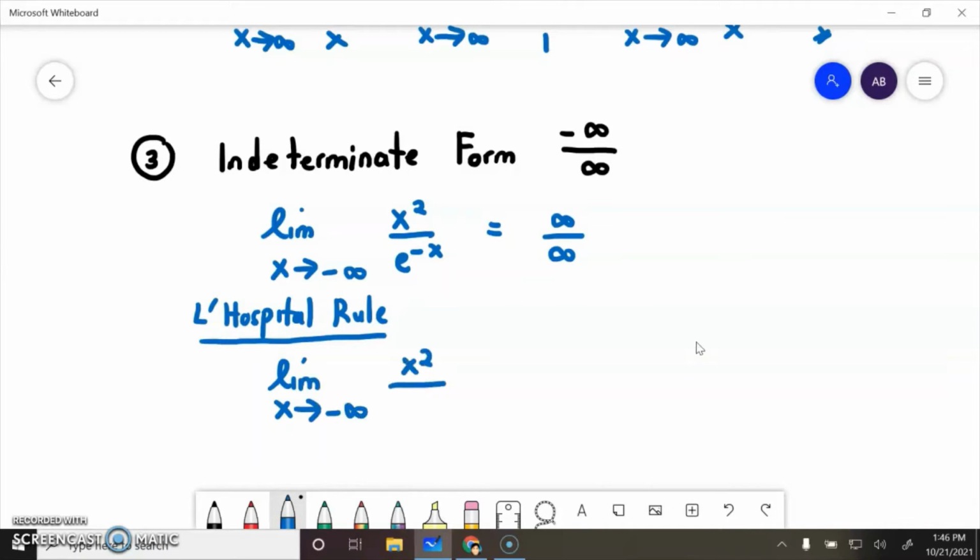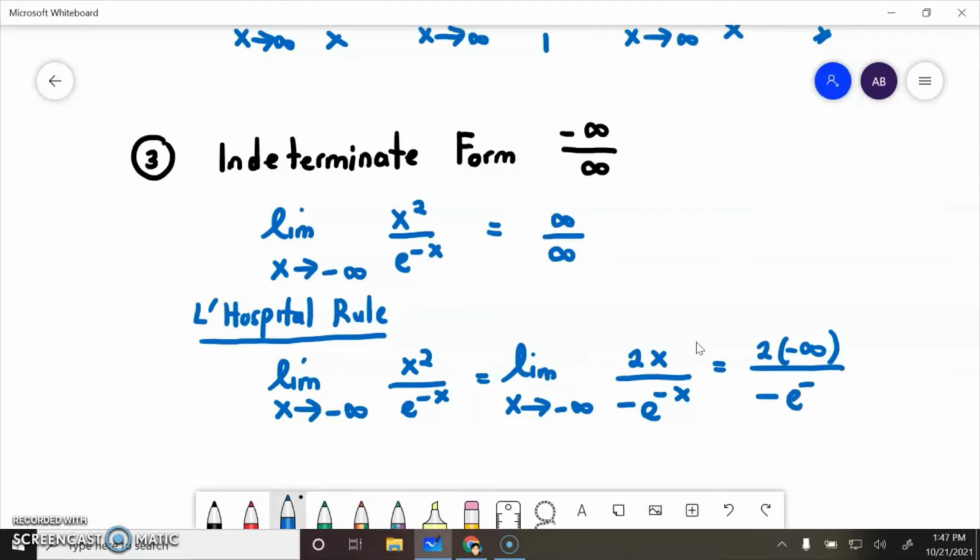Okay, so let's write it again. Differentiating my numerator, x squared will give me 2x. Taking the derivative of exponent negative x will give me negative exponent negative x. Now applying when x approaches negative infinity, negative infinity over negative exponent negative infinity. Sorry, negative negative will give you positive. So this will give me positive, not negative.